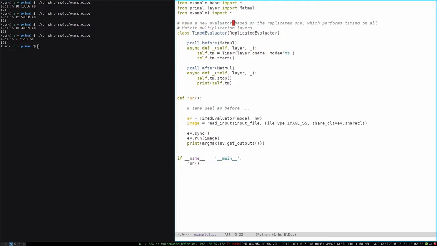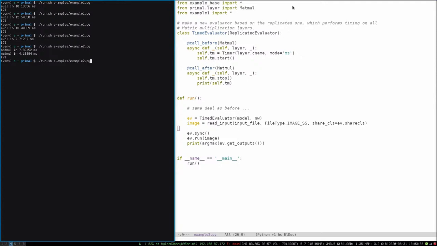Okay, so next example. Basically the same thing, except now we want to time the matrix multiplication layers, for example. The way we do this is that we construct a new evaluator by subclassing the replicated evaluator we used before, and then we use these decorator functions to tell the evaluator that it should call this function before a matrix multiplication and this function after a matrix multiplication. That's essentially what these call before, call after decorators do. They're quite simple. In the call before, it constructs a timer object and starts it, and in the call after, it stops it again, and then it prints the time. And all of this is just as before: construct the evaluator, load the image, and so on.